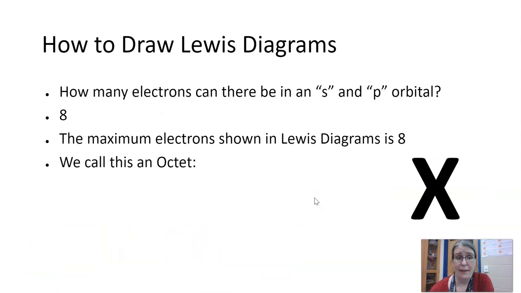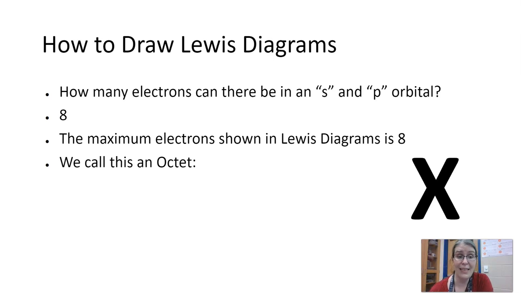So remembering this, how many electrons can I put in s and p orbitals? Well, there's 2 in the s, 6 in the p. 2 plus 6 is 8. So the maximum electrons that we'll ever show in a Lewis dot diagram is 8. That's why I always say, can you count to 8 and draw polka dots?